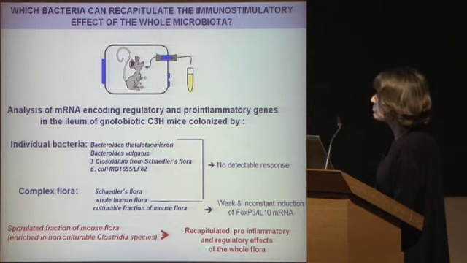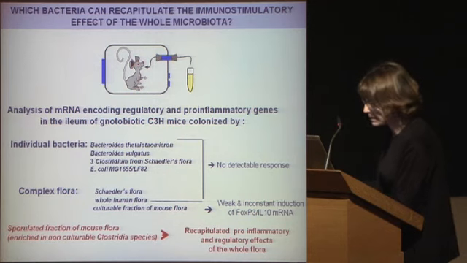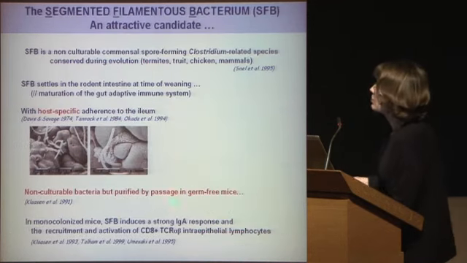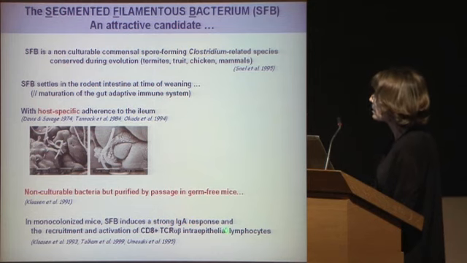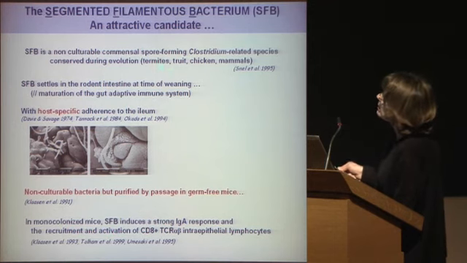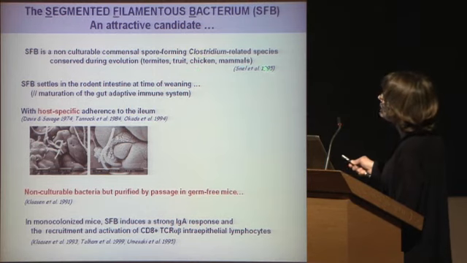So this could indicate that we needed a complex microbiota, but in fact, and we have already heard a lot about these bugs, there is a bug which was described 30 years ago, which was an attractive candidate because it had been shown in the past to be a very strong inducer of the IgA response and also an inducer of the recruitment and activation of intraepithelial lymphocytes, which responded to the criteria that we had for our immunostimulatory microbiota. It was Clostridium related, spore forming, non-culturable, interestingly conserved during evolution.